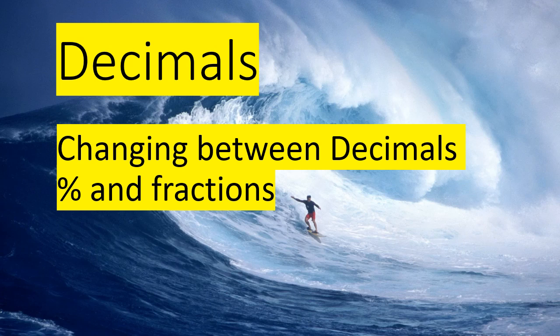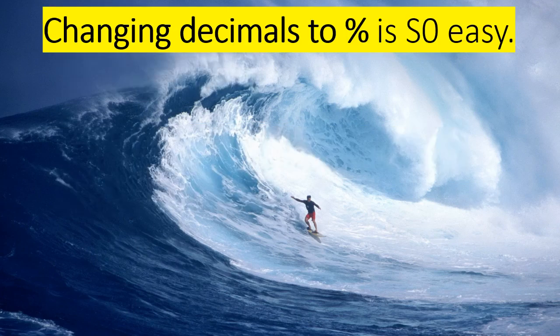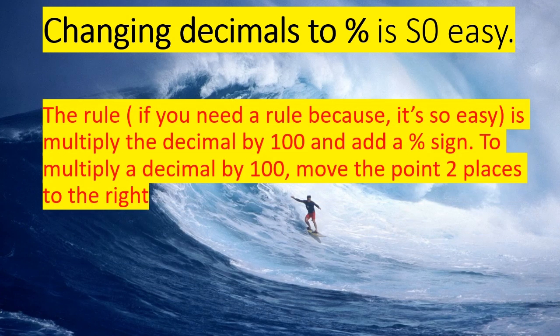We're still talking about decimals, and this is about changing between decimals, percentages, and fractions. So changing decimals to percentages is so easy. The rule, if you need a rule because it's so easy, is multiply the decimal by 100 and add a percentage sign. To multiply a decimal by 100, you just move the point 2 places to the right.